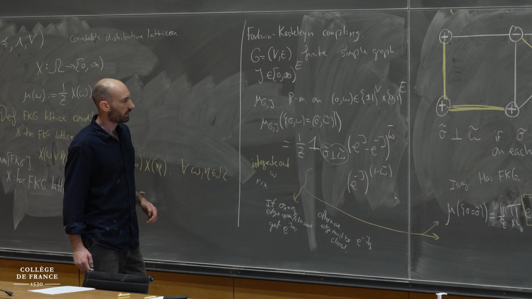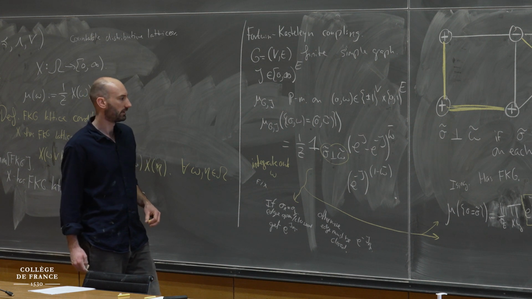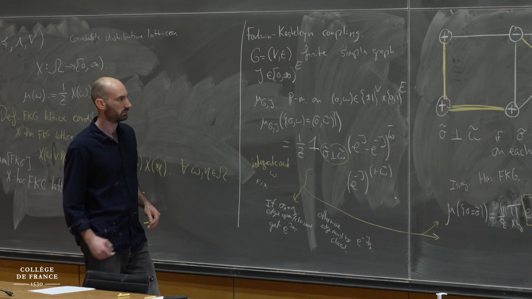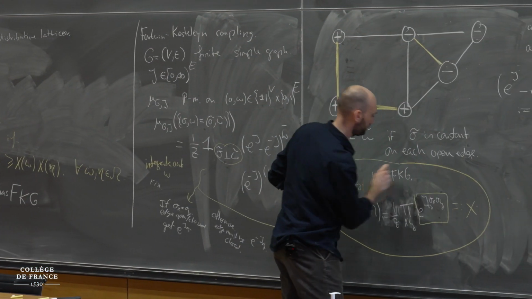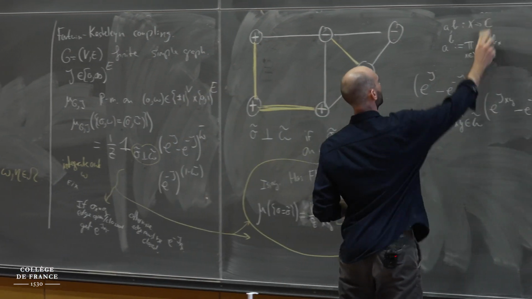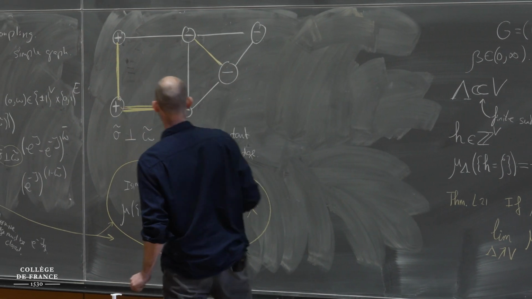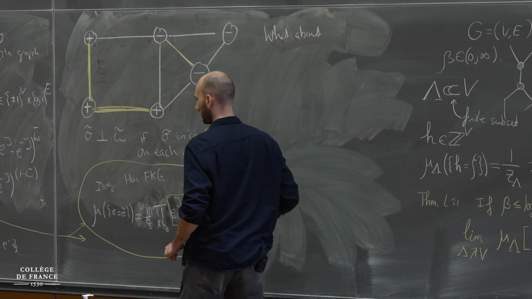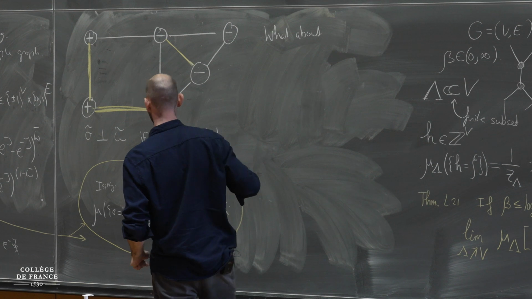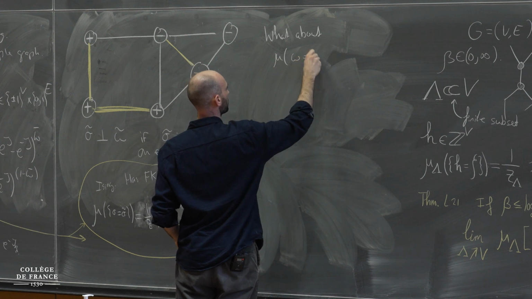So now what you can do is you can ask the same question. I fix omega and we integrate out sigma. So here we did the first one. So now we ask, what about mu of the event omega is equal to omega tilde?